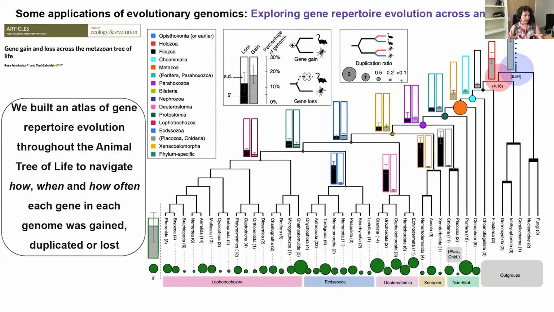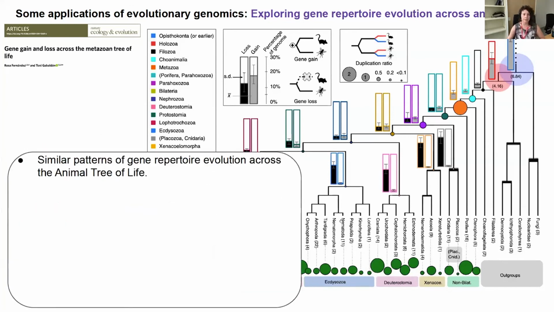This is a kind of complex figure, but I would like to draw your attention to three main features. The gray bars represent gene gain, the black bars represent gene loss, and these bubbles, these circles, represent duplication ratios. So the bigger the circles, the more duplications we saw. What are the patterns that we found?